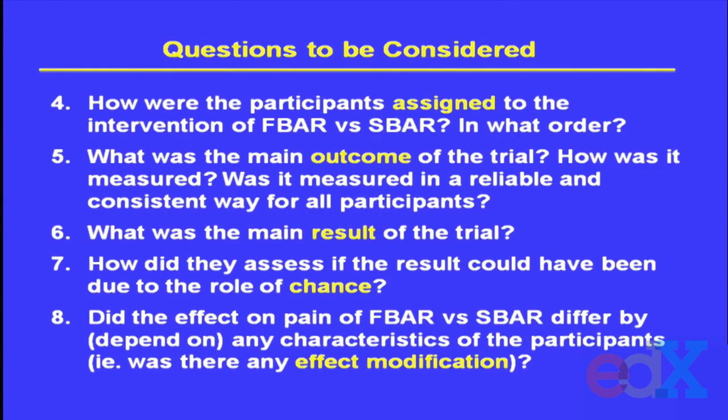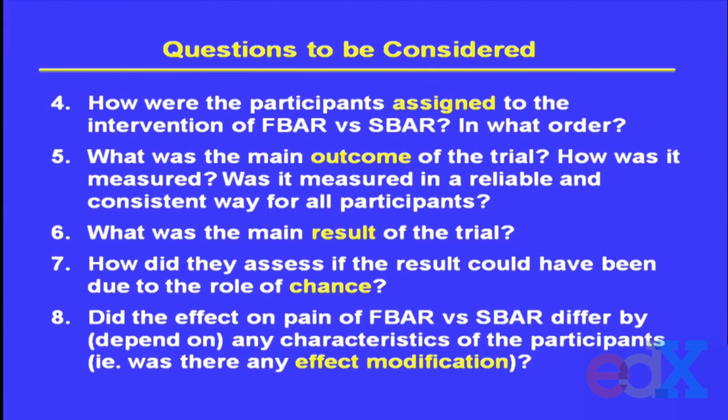How were they assigned to the intervention of fast removal versus slow removal? What exactly was randomized? And how did they learn which one was supposed to be first, or which arm, or whether it was fast or was going to be slow? How did they get that information? Who gave them that information? How was it done? What was the main outcome of the study?